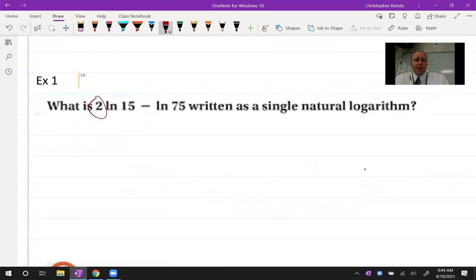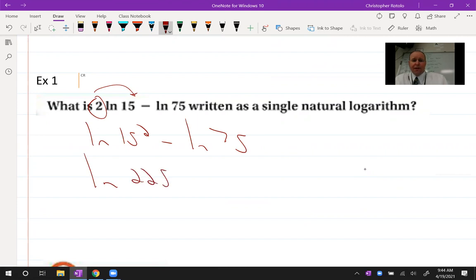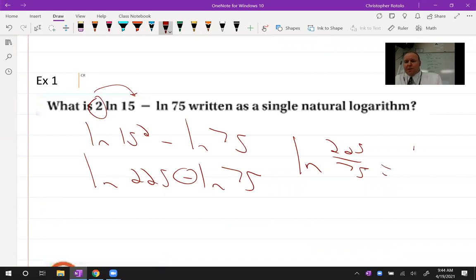If you have an exponent, remember that a coefficient can become an exponent. So this is natural log of 15 squared minus the natural log of 75. Now you guys know a lot of this, so it might be some review. So this is the natural log of 225 minus the natural log of 75. If I'm subtracting, what do I do? It's the natural log of 225 divided by 75. So that means we're talking about the natural log of 3.